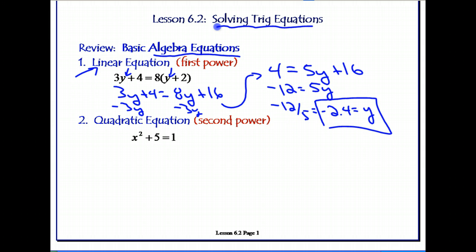Okay. Things to notice. What was our method? Get the variables on one side. Look, you can see that right here. Get your constants, or your numbers, on the other side. And the other thing to notice is when you're done, you get a single answer.